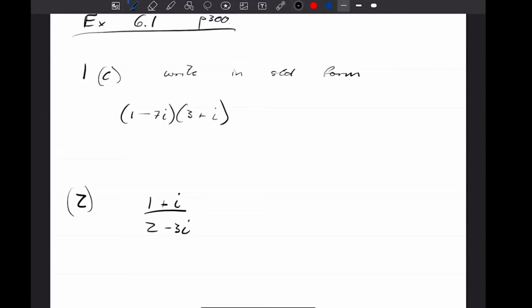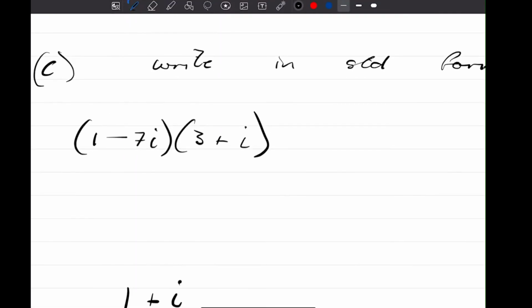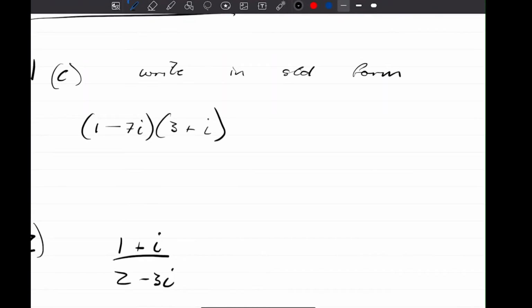Let's take a look at a couple of exercises from exercise 6.1 on page 300, all involving complex numbers. So let's take a look at this one from number 1C. Write the following complex number in standard form. So this is easy. We just multiply everything out.